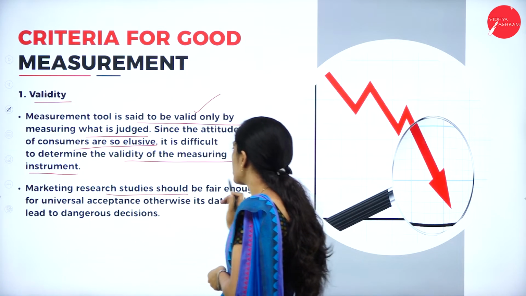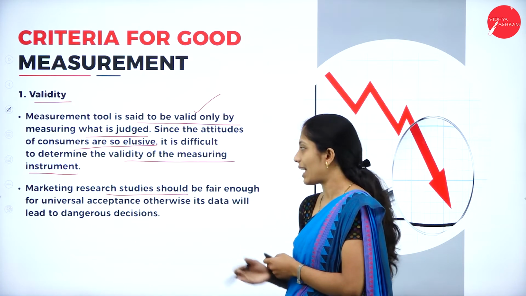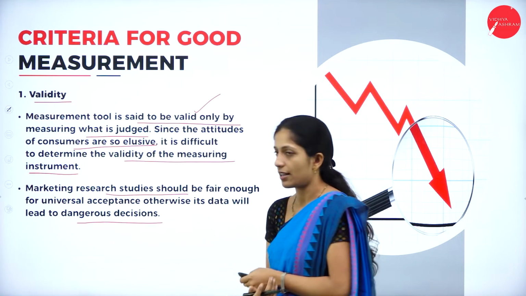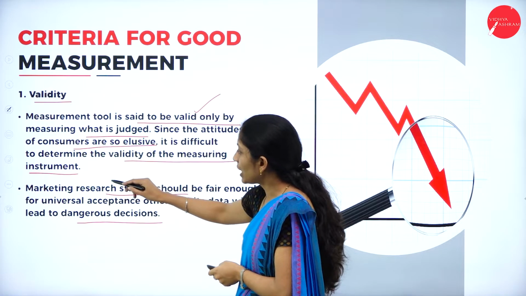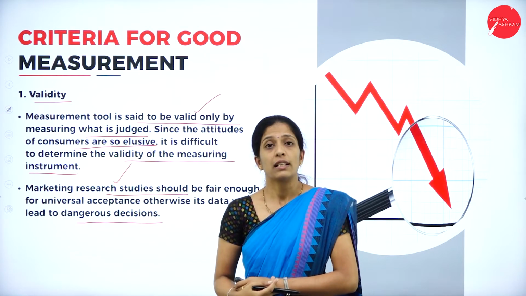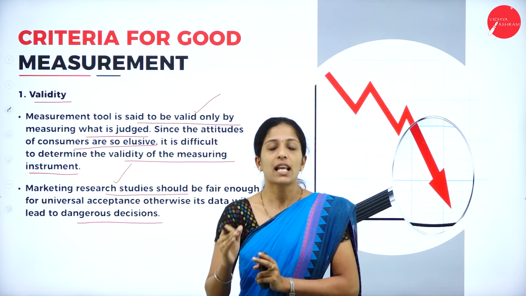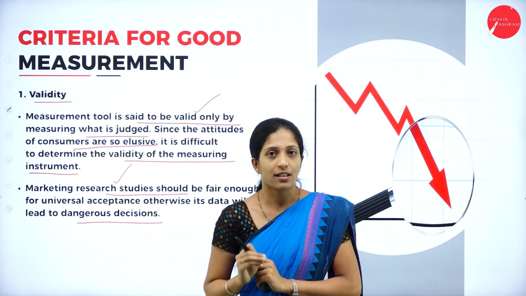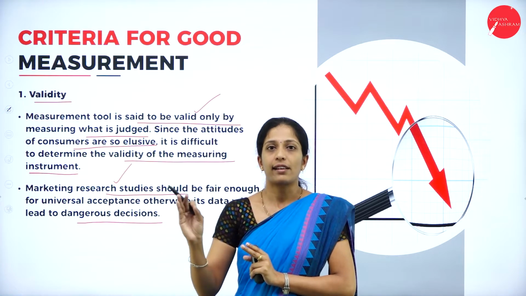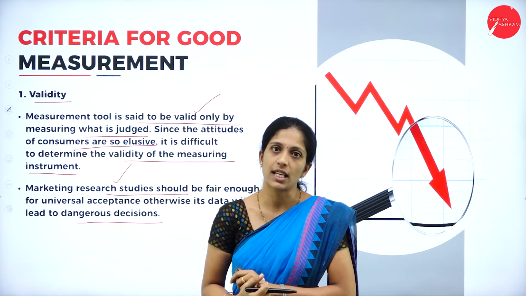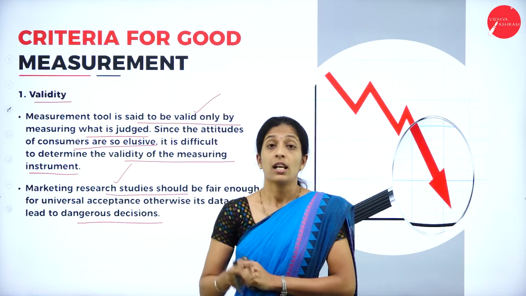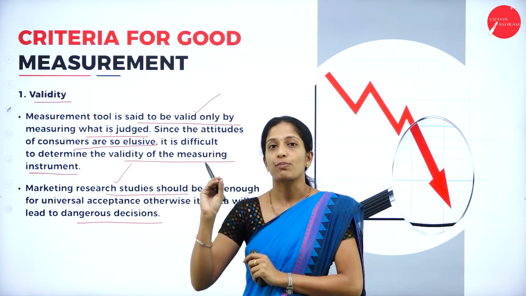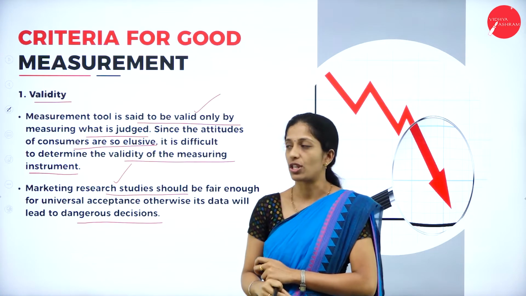Marketing research studies should be fair enough for universal acceptance, otherwise their data will lead to dangerous decisions. Now, I have told you that in marketing research also, marketing is not stagnant, it keeps on fluctuating. In that case also, if measurement in marketing research is not proper, then it leads to dangerous decisions in the research activity. So while measuring marketing activity, it has to be properly analyzed and measured.